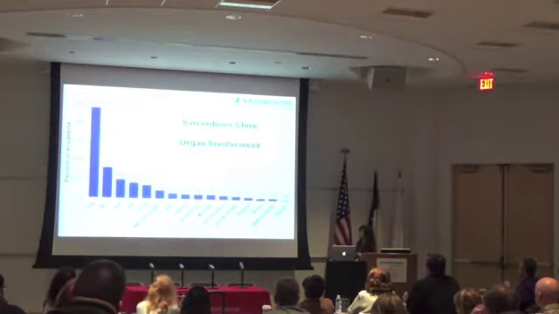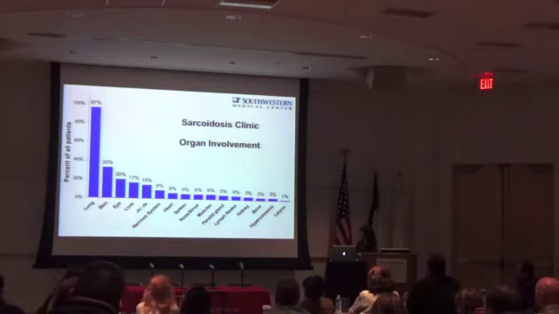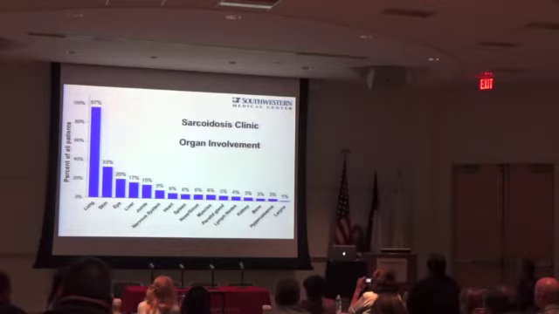So here's a graphic breakdown of the organ involvement, predominantly lung, followed by skin and the eye, and then you have various other organs, but basically anything can be involved by this granulomatous deposition.